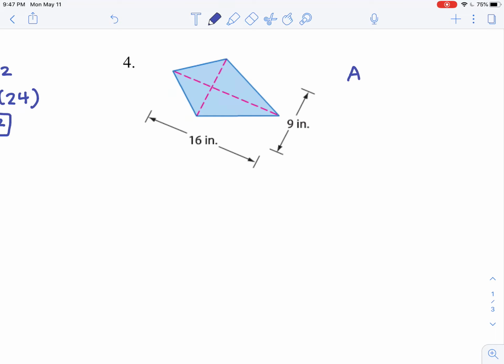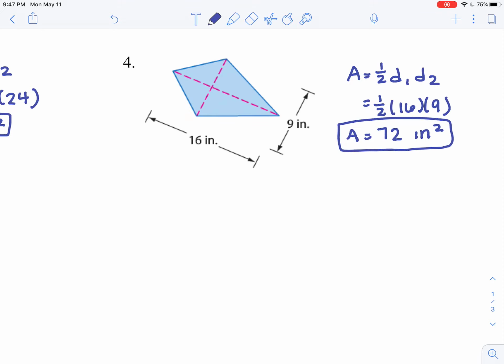Question number 4 is a kite. They've labeled the 2 diagonals for us again. So we're simply plugging into our formula: 1/2 of diagonal 1 times diagonal 2. So here we have 1/2 of 16 times 9, or 72 square inches.